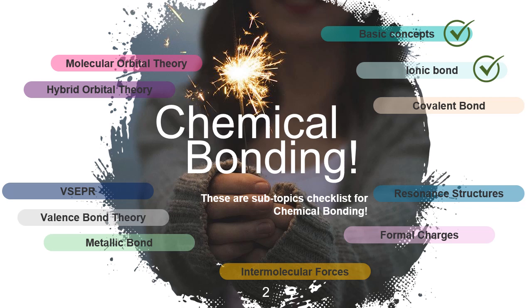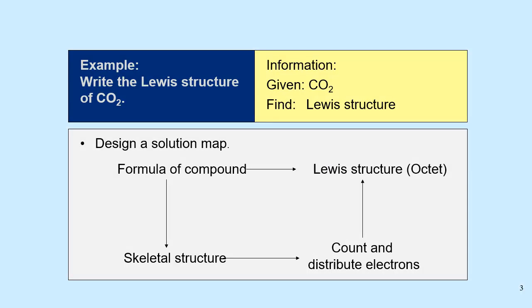Alright, so we are still in the covalent bond section. In the previous video, we learned about Lewis structure for covalent bonding, and the example that we used was HNO3, nitric acid, an oxyacid. Today we are going to continue with one example for the Lewis structure of CO2.